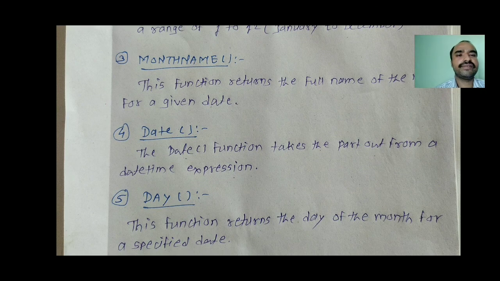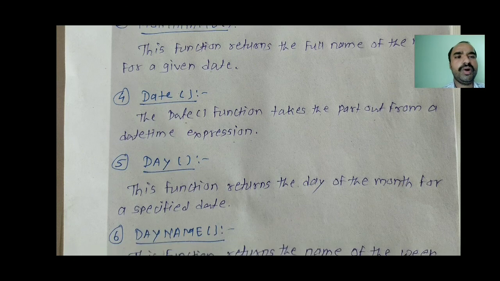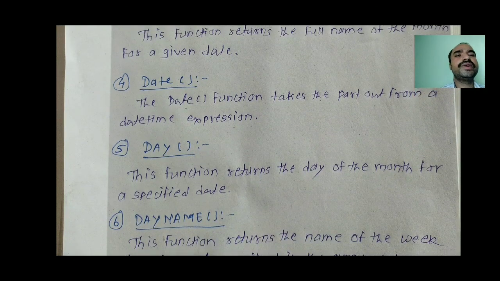In the first function we have seen, NOW returns the current date and time, but DATE only returns the date part from a given date. Means there are two functions, one is NOW, the second one is DATE. NOW gives date plus time, while DATE only returns the current date of a system. Keep in mind, DATE gives the date of a system. System means computer or your mobile.